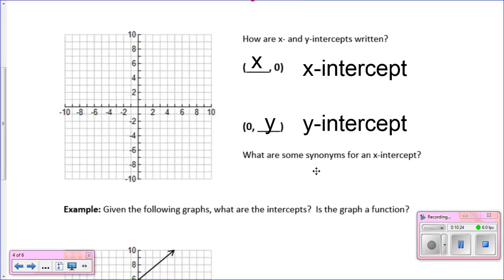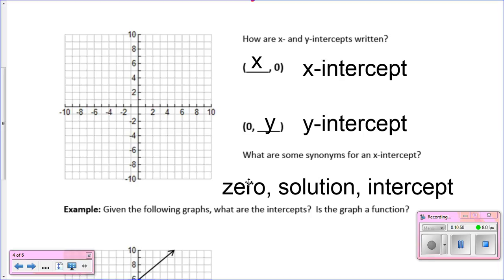Okay? Some synonyms for the x-intercept. The x-intercept is something very important to algebra, and in Algebra 2 when you study that class, it has multiple names. We will use these multiple names throughout the entire year. You just need to know that it all means the same thing. So some synonyms for x-intercept are zero, solution, intercept. Another one that I just thought of is root, R-O-O-T. Those are all words that can be used interchangeably. Well, not usually, they'll have a purpose for them. But they all mean the same thing.